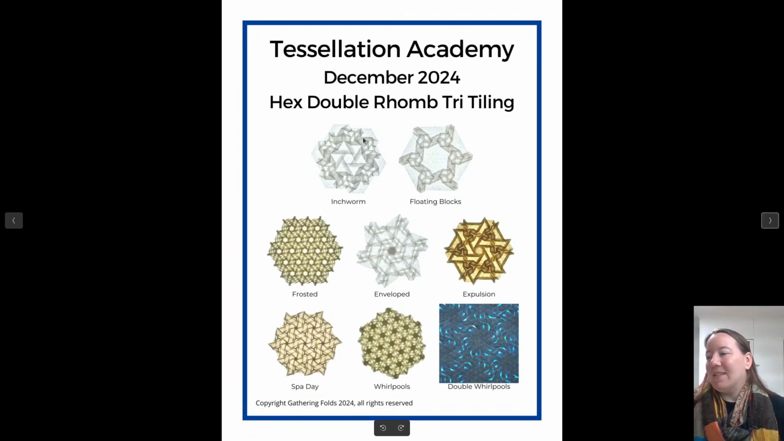Then we've got the hex double rhomb tri tiling, where we got to see all of these different patterns, some of which are familiar from Advent of Tess this year, and taking a look at how we fold more of them. How do we design our own?